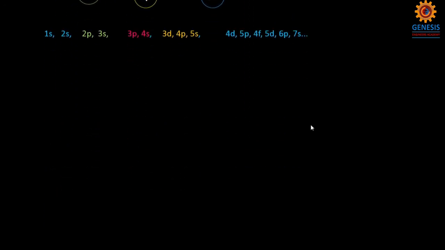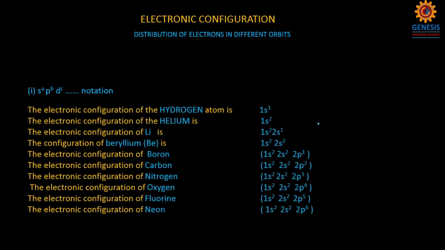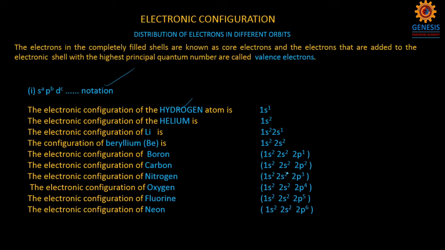Now electronic configuration is nothing but the distribution of electrons in different orbitals. So the first one is the s, p, d, f notation. So we have the hydrogen element. We will discuss it in the next slide very comfortably. The electrons in the completely filled shell are called core electrons, and the electrons outside these shells we call valence electrons. These electrons help in forming the bonds and so on.